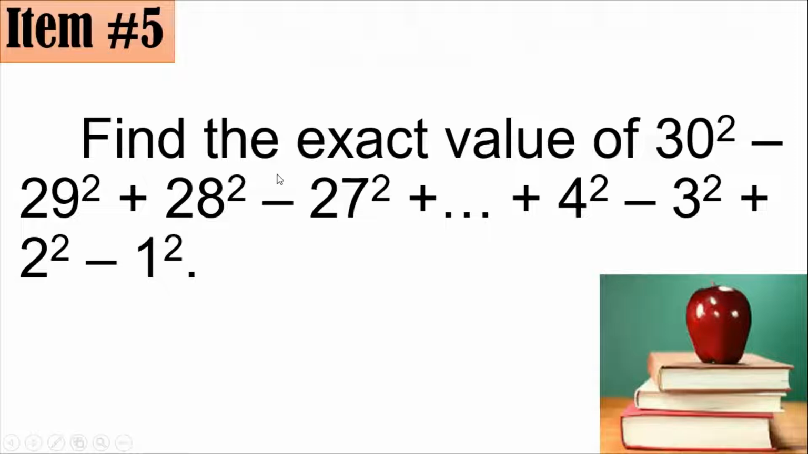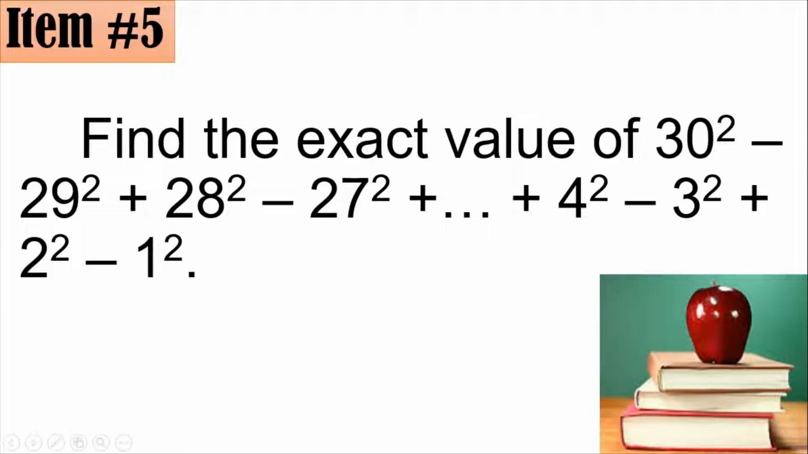Find the exact value of 30 squared minus 29 squared plus 28 squared minus 27 squared plus all the way until 4 squared minus 3 squared plus 2 squared minus 1 squared. So if you could see, all of them are squares and they alternate in terms of signs. So we have here plus, minus, plus, minus, plus, minus, and so on.